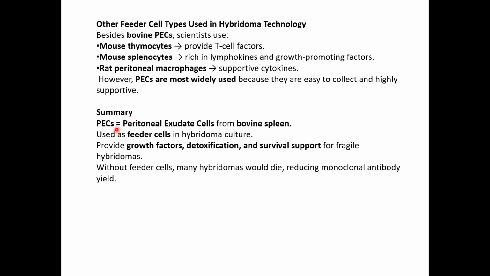To summarize, PECs are peritoneal exudate cells from the bovine spleen. These are feeder cells for the hybridoma culture, providing growth factors, detoxification, and survival support for the fragile hybridomas after fusion. Without the feeder cells, many hybridomas would die, reducing the monoclonal antibody yield. So if you need proper healthy hybridoma cells which can produce huge amounts of monoclonal antibody, you have to provide the feeder cells for growth and support.